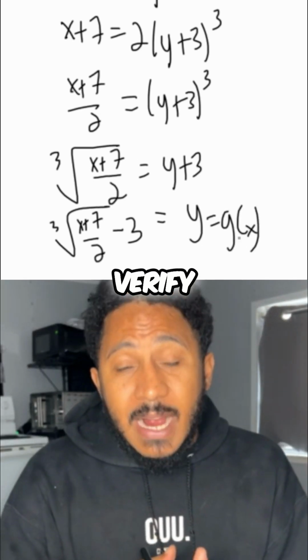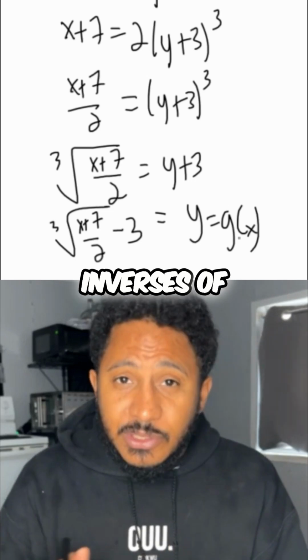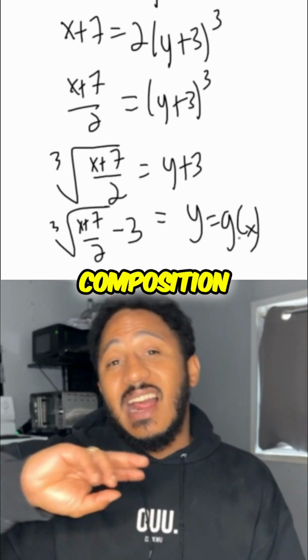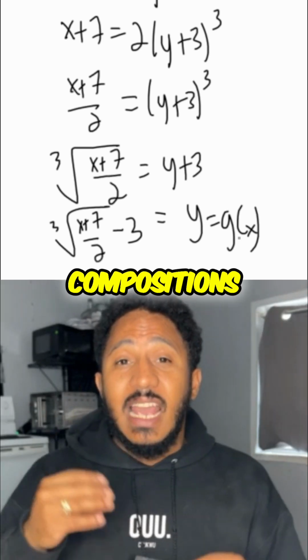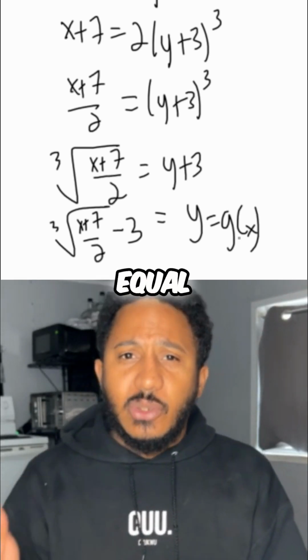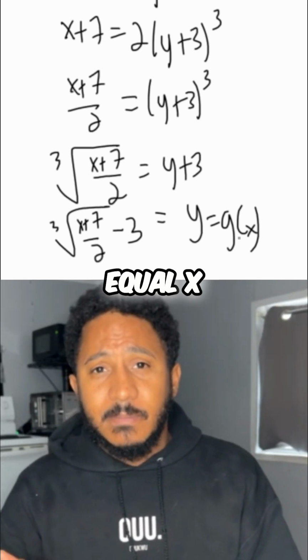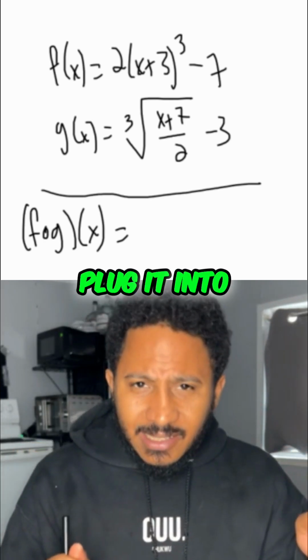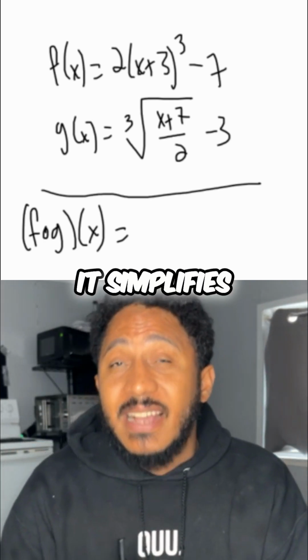Now, we can also verify that these two are indeed inverses of each other. The way we do that is by checking f of g and g of f, which is a composition, okay? By checking both compositions and making sure they equal x, okay? So f of g has to equal x and g of f has to equal x. Let's try it. All right, so our first step is checking f of g, meaning taking the g function, plugging it into the f function, and then see if it simplifies to just x.